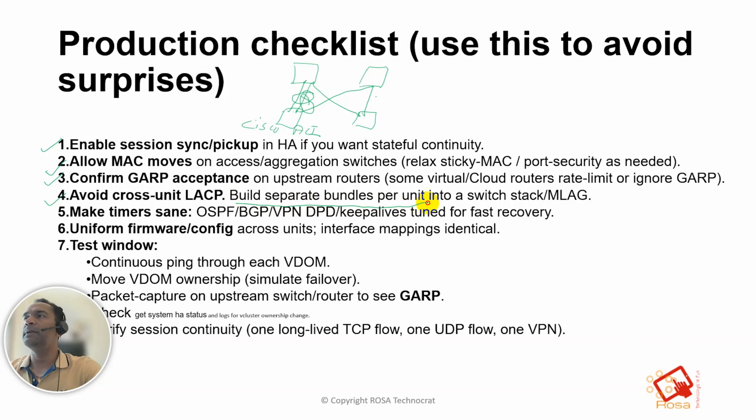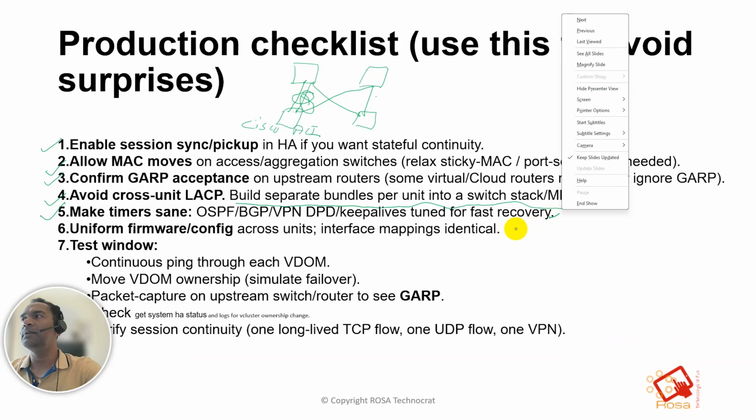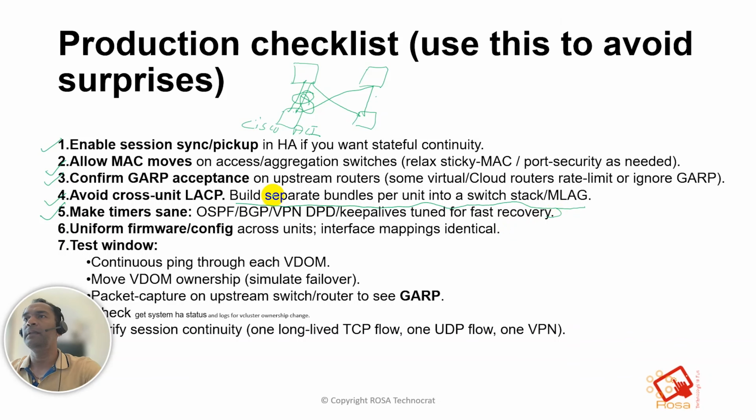Build separate bundles per unit into a switch stack or MLAG. MLAG means something like an ACI port channel or multi-chassis link aggregation. Make timers for OSPF, BGP, VPN, DPD and keepalive tuned for fast recovery during HA scenarios. Keep uniform firmware and config across units. This we know, because without this HA is not going to form.